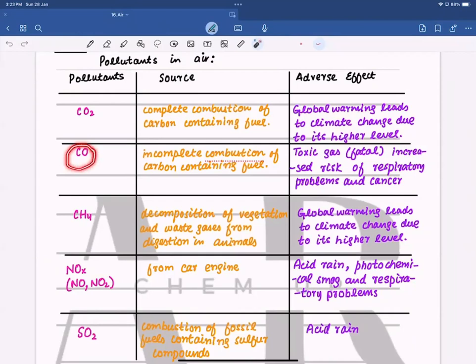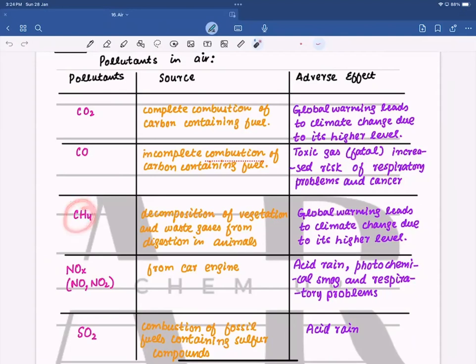Now, the next pollutant is carbon monoxide. It is formed when the fuel burns incompletely. So in that incomplete combustion of the fuel, carbon monoxide is formed. It's a very toxic gas. It even causes respiratory problems and cancer. Besides this, it's fatal. If any human or any living organism inhales so much carbon monoxide, it can die at that moment only. It's that much fatal. Carbon monoxide.